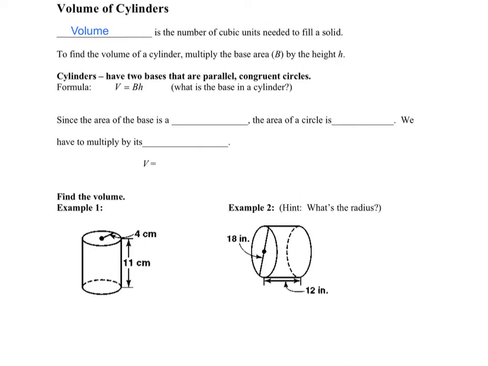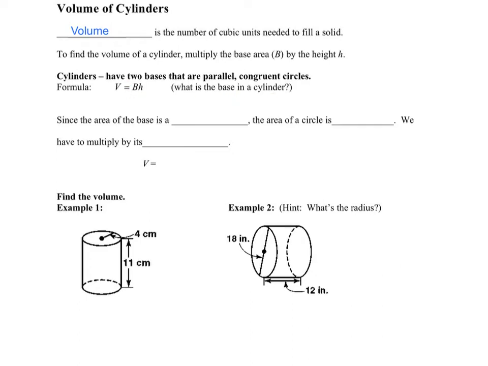Now, when discussing cylinders, we have two bases that are parallel. And these two bases, if you look below, are actually congruent circles. If we look at example 1 below and example 2, the bases are congruent circles. Therefore, our formula is volume equals base times height. And what is the base of the cylinder?